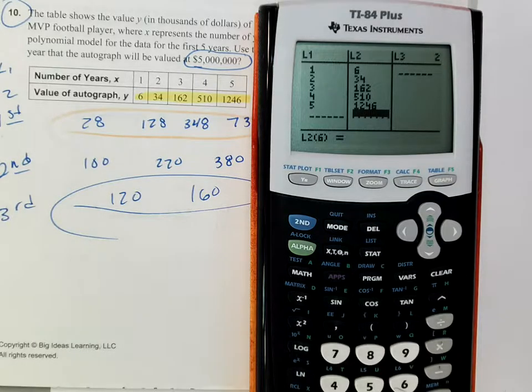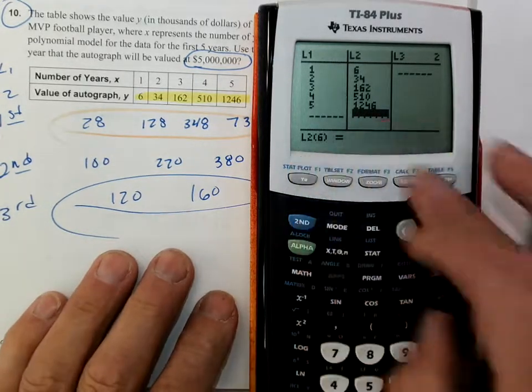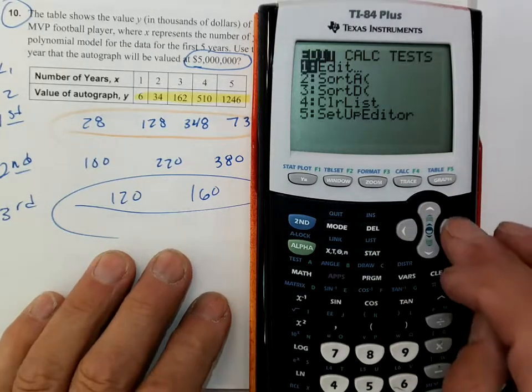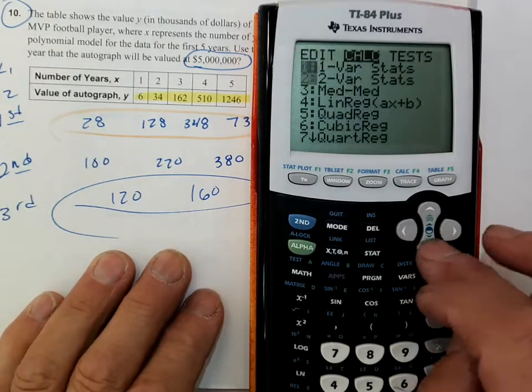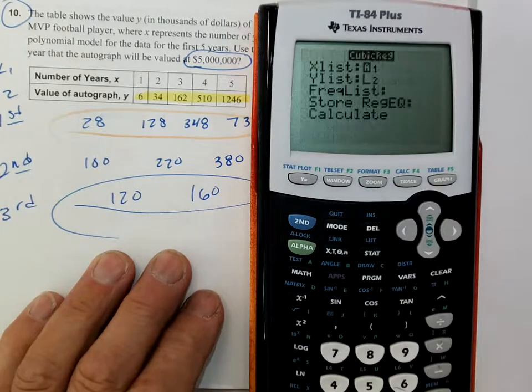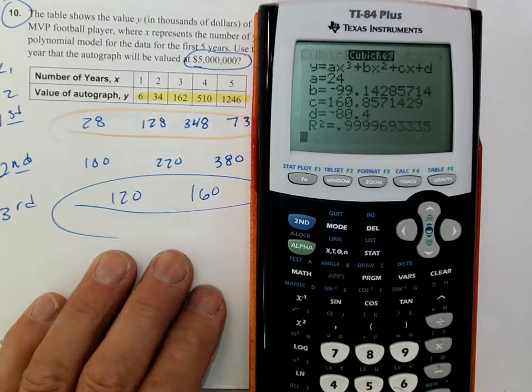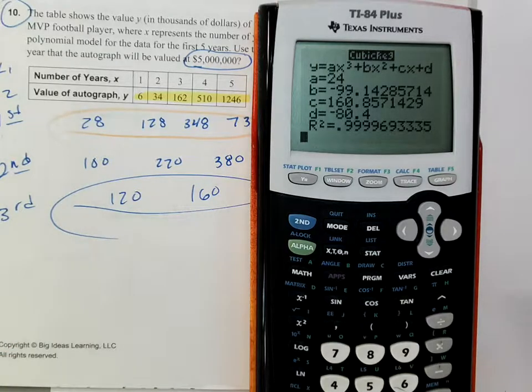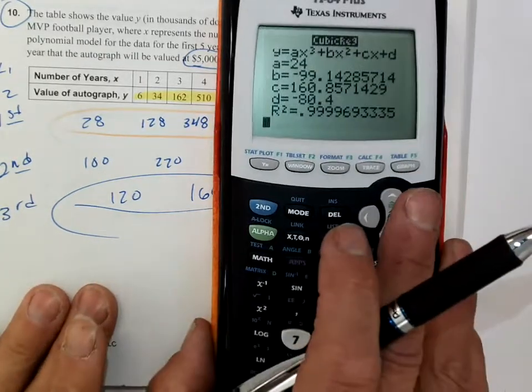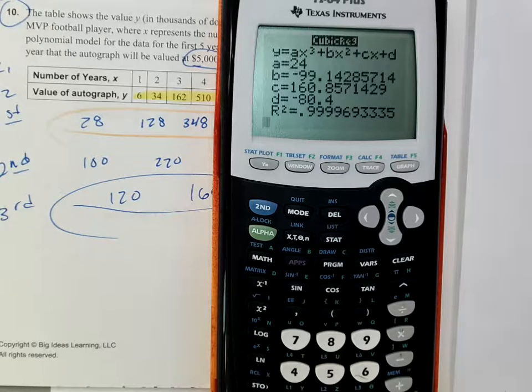I think it's a cubic. I'm going to try it. I'm going to go to stat, calculate my cubic. I calculate that. And now with my r squared, that's a pretty darn good r squared. If it's 1, you know 100% of the data fits. 0.99999, that's good. So I'm going to say it's cubic, okay?